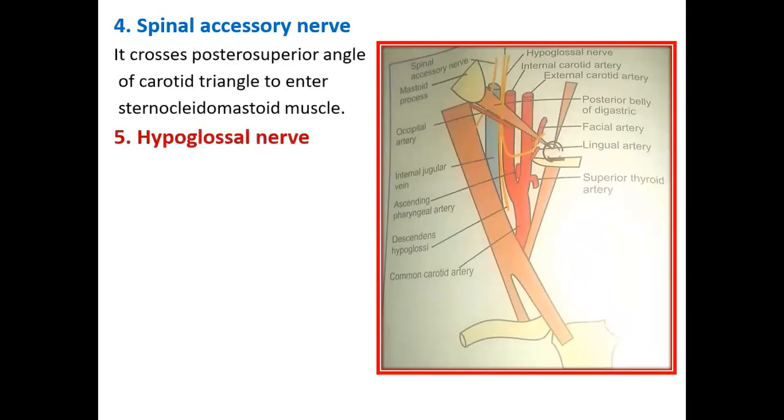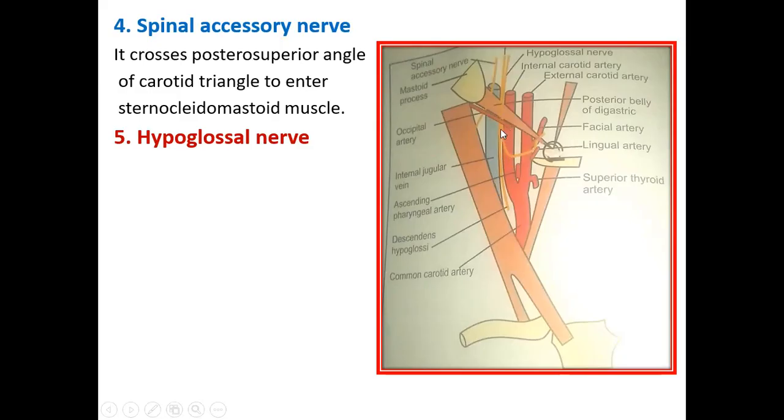The next content is the hypoglossal nerve. It enters the carotid triangle lying deep to the posterior belly of digastric muscle. So this one is the hypoglossal nerve entering into the carotid triangle, lying deep to the posterior belly of digastric muscle. Then, entering into the carotid triangle, first of all it lies in between the internal jugular vein and the internal carotid artery.